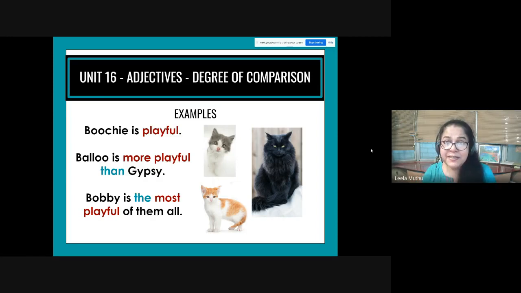But then I have three kittens I told you, which were born a few months back. Their names are Bob and Laddu, and we call her Veggie. Okay, so all of them look kind of like this, except for Laddu, who's kind of a grey and black striped cat, but the others are orange and white with dots. So this one is Bobby. Bobby is the most playful of them all. She's the youngest actually. She's about 4 months old. So obviously she's going to be the most playful. So Bucci is playful. Baloo is more playful than Bucci, and Bobby is the most playful of them all, which is true.